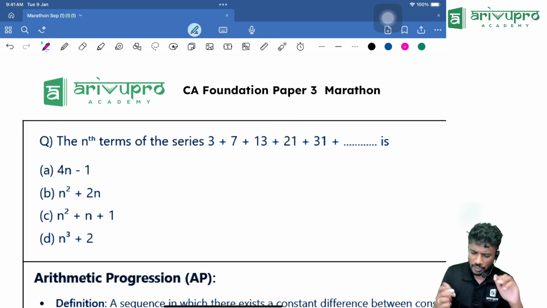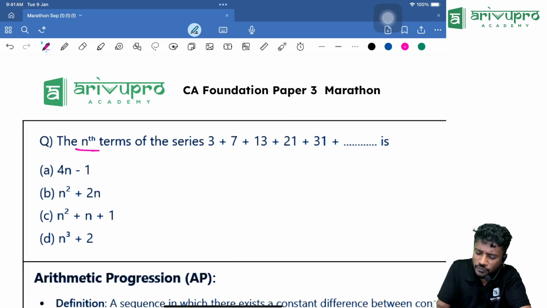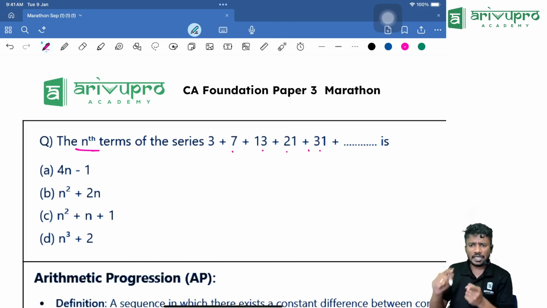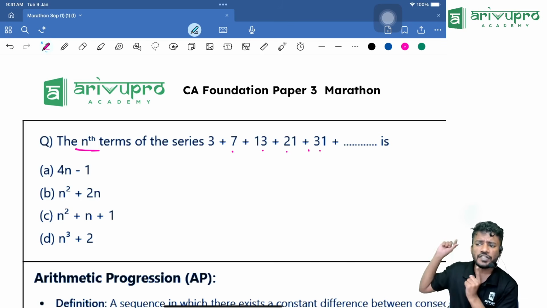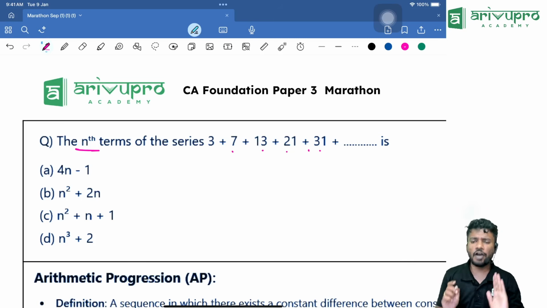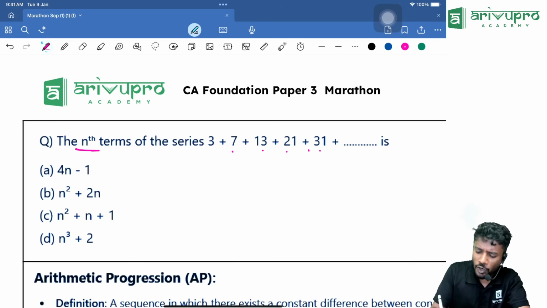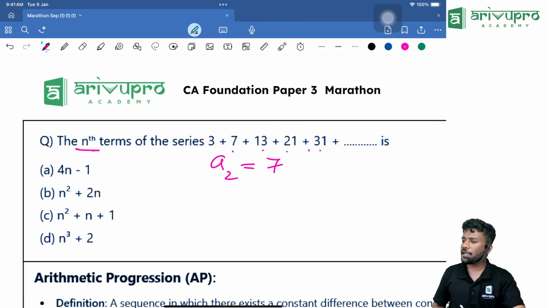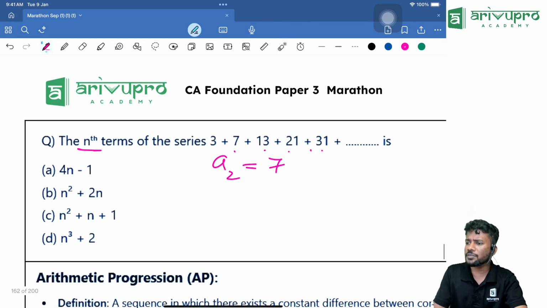Now they are asking, find the nth term of the series 3 plus 7 plus 13 plus 21 plus 31 plus etc. But are they asking for the sum of these terms? No. They are asking for the nth term. Now people, I will ask you a simple question. What is the second term over here? A2 is what here? 7. Am I correct? A2, the second term, is equal to 7.